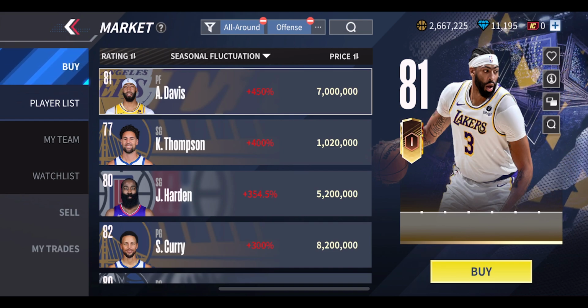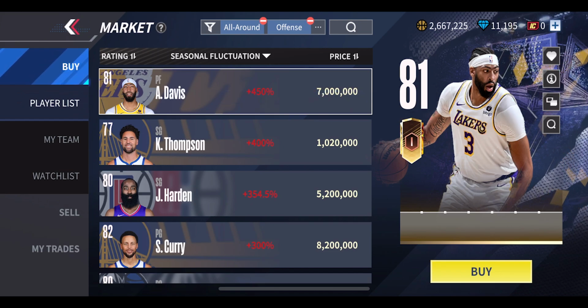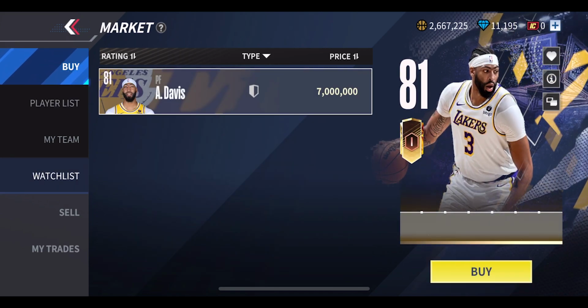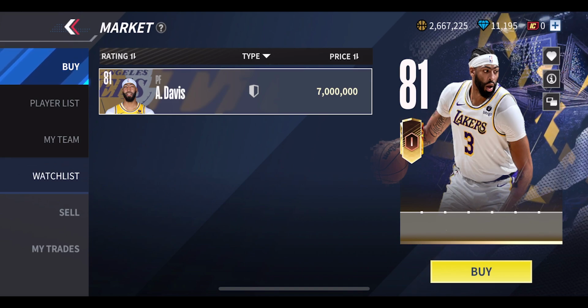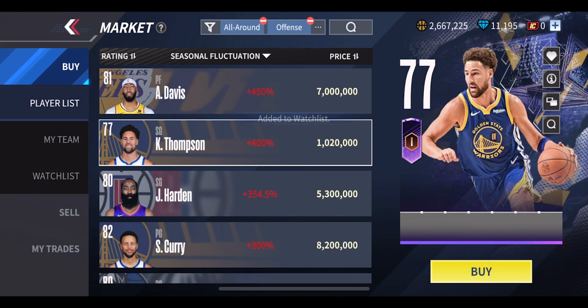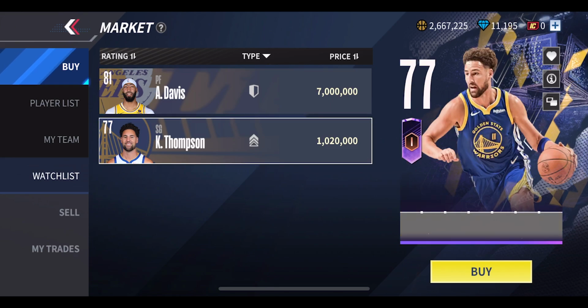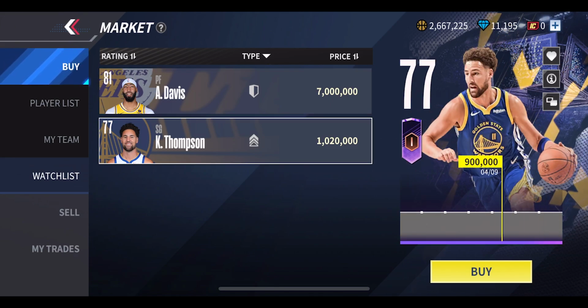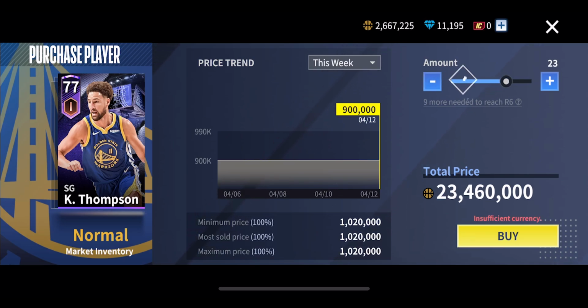If I wanted to track a player's price over time, I might want to hit the heart icon next to the player itself. For example, Anthony Davis. Once I've done that, he will get added to my watch list. I can go on here and he will just be the only card on this because he is on my watch list. Of course, you can add other players to this if you go ahead and do that with Klay Thompson. This will help you keep an eye on those players and just track their price over time. Maybe you want to wait until you can buy them at a lower price to then go ahead and max them out.